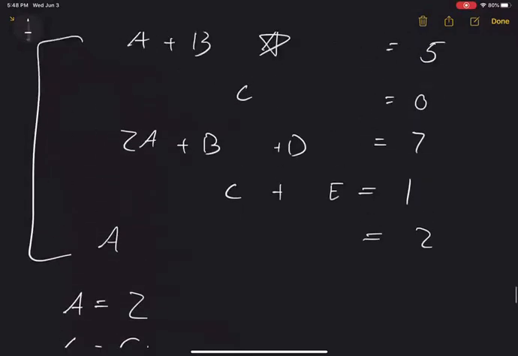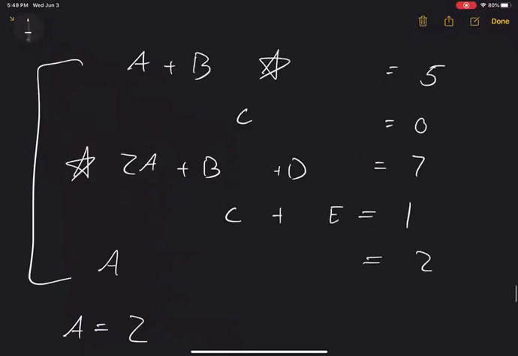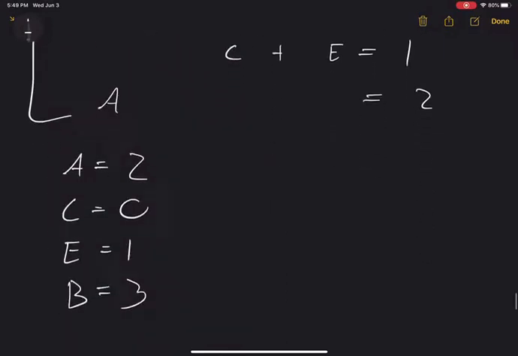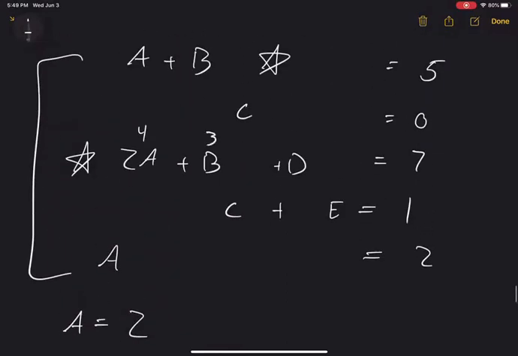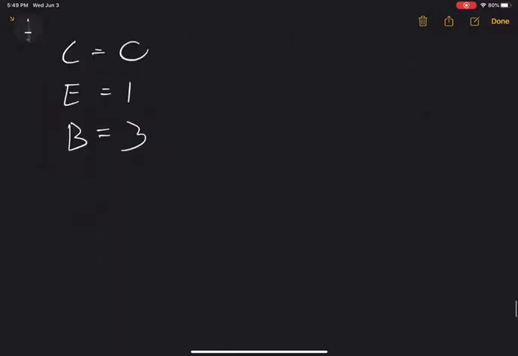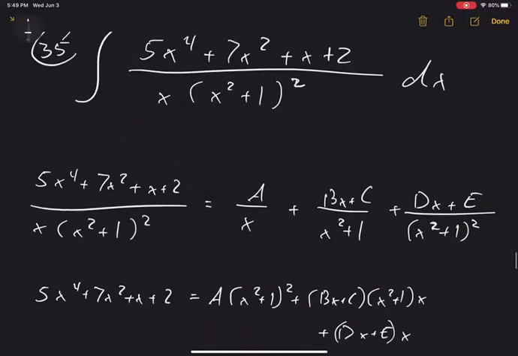Now all I need is d. Let's look at this equation. I know a is 2, so I have 4 here. I know b is 3. So I got 4 plus 3 plus d equals 7. So d equals 0. So these are my constants. All right. Now let's plug those in to here.